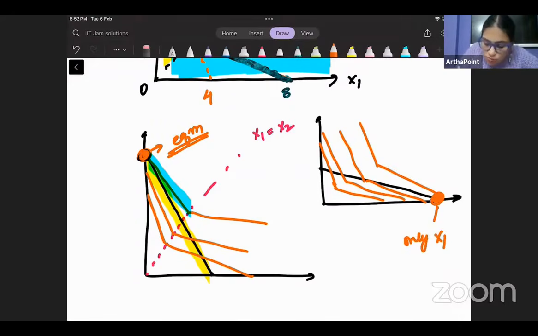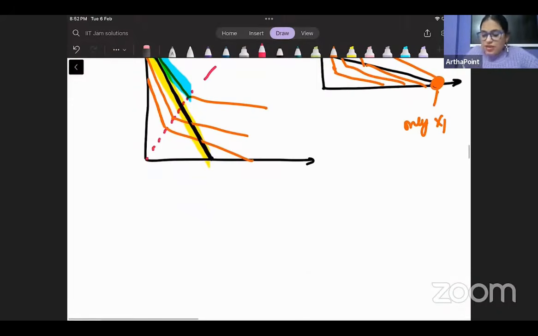If I want to consume only x2, that will be possible when my budget line is very, very steep and my IC is comparatively flat, so that the only highest point where my IC touches the budget line is here. Clear? So, bache, we want that the slope of the budget line should be greater than or equal to the slope of IC.